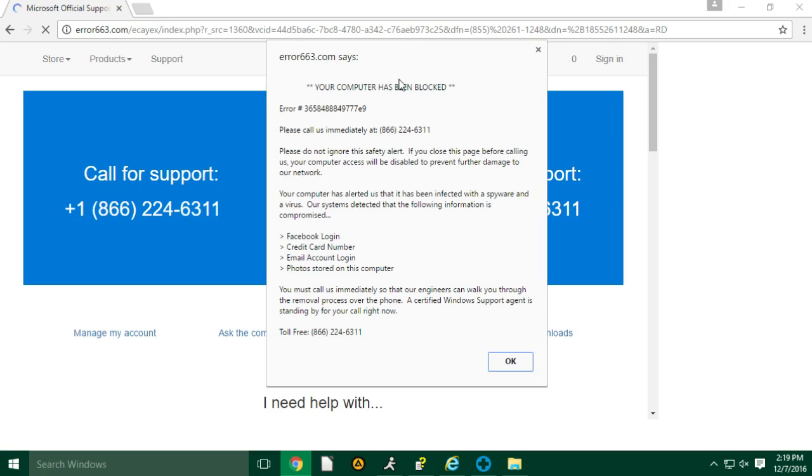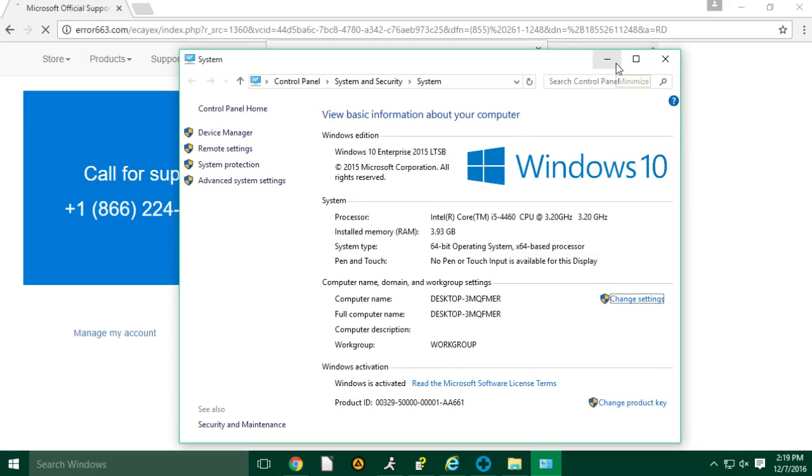Before we get started, I'd like to get a little more familiar with your system. By the looks of it, sir, you have a really nice computer. You have Windows 10 with a 3.2 gigahertz processor, and that determines the speed of your computer. You also have 3.9 gigabytes of RAM, which determines the number of programs you can run simultaneously.